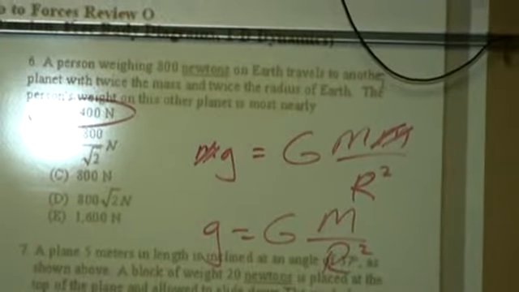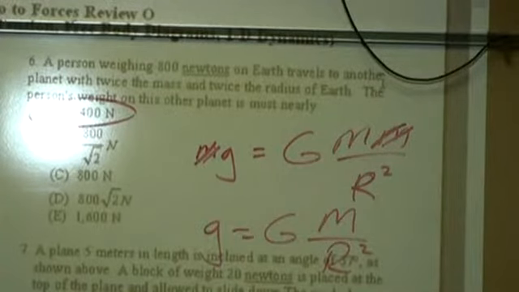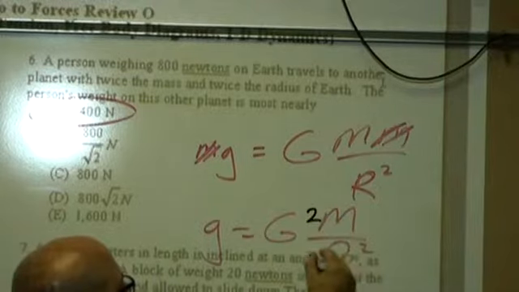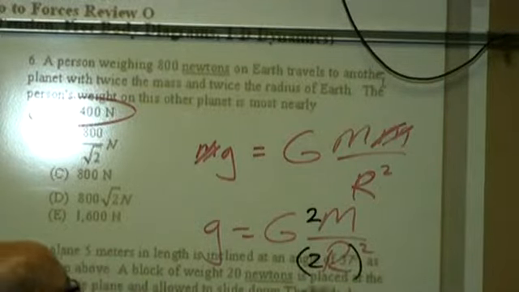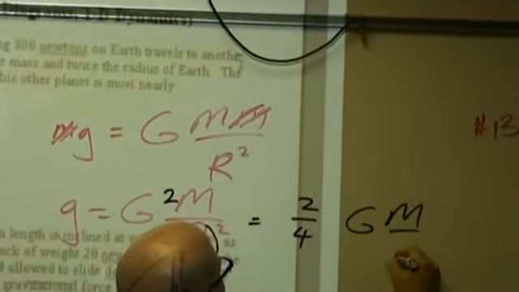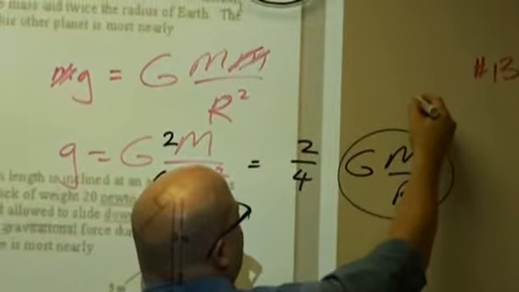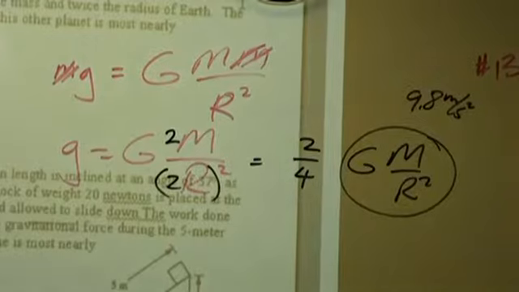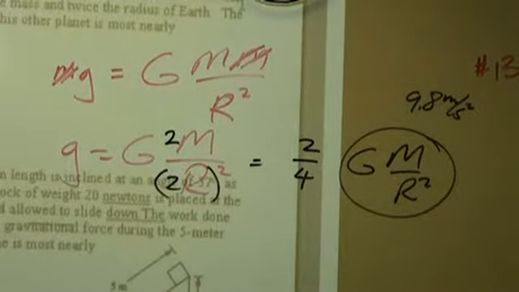Okay, so what are we doing to our planet? We are doubling the mass and doubling the radius. So double the mass and double the radius, but the radius is squared. So that ends up being 2 over 4, big G, big M over R squared, where this is equal to 9.8 for Earth, right? So it's 1/2 of that. So if we're 1/2 of the acceleration due to gravity that we have on Earth, then it's going to be half the force, so we got half the person's weight. All right? Okay, how about number 7?